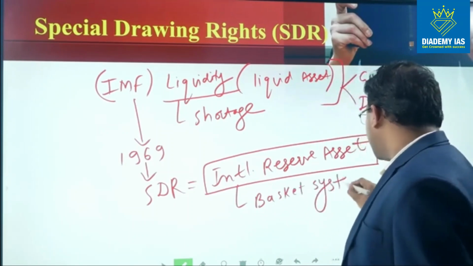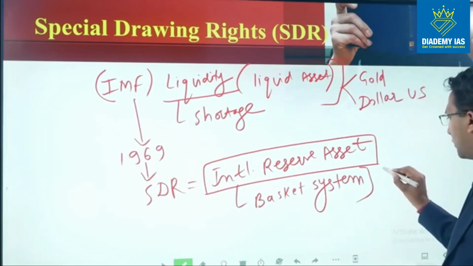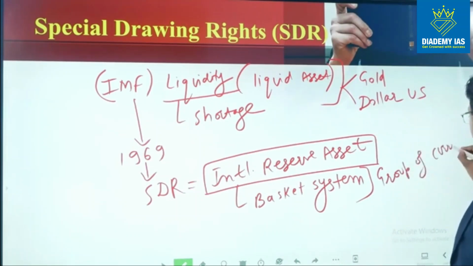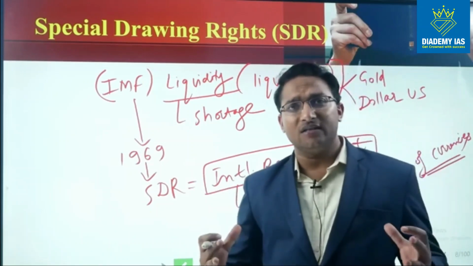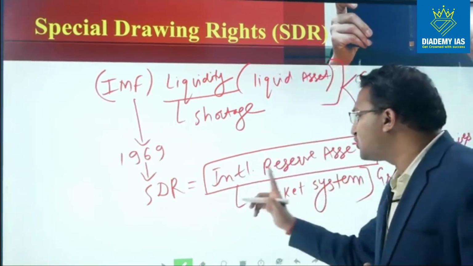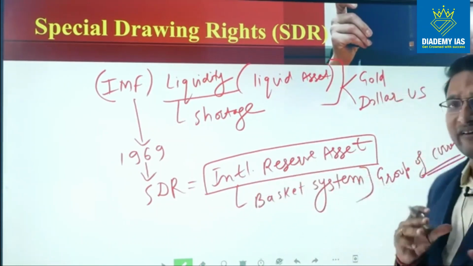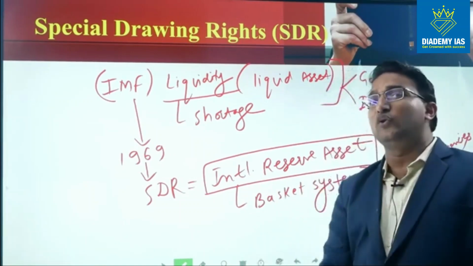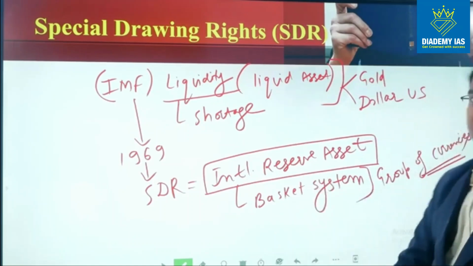What is the meaning of this basket system? This means that a group of currencies will be kept together, and the average value of all those currencies will determine the value of each unit of this international reserve asset. So this international reserve asset will be divided into individual units, and the value of each individual unit is decided by the average price of this group of currencies. So this is the basket system.